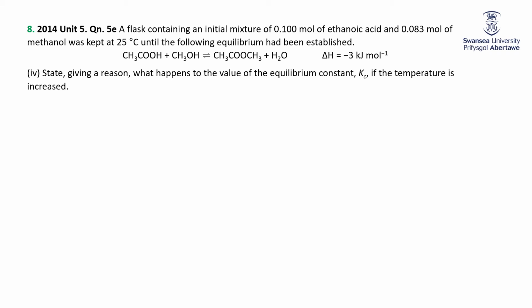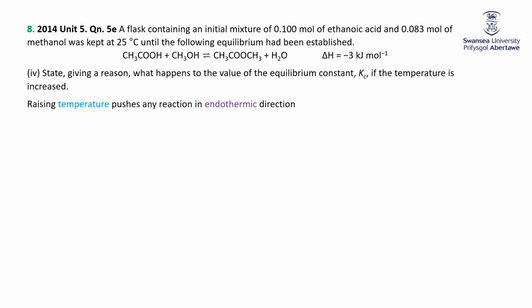So this is part of a question that we'll do the rest of a bit later on, because obviously we've got some numbers here. A flask contained an initial mixture of this and this, kept at 25 until the following equilibrium had been established. State, giving a reason, what happens to the value of the equilibrium constant if temperature is increased?